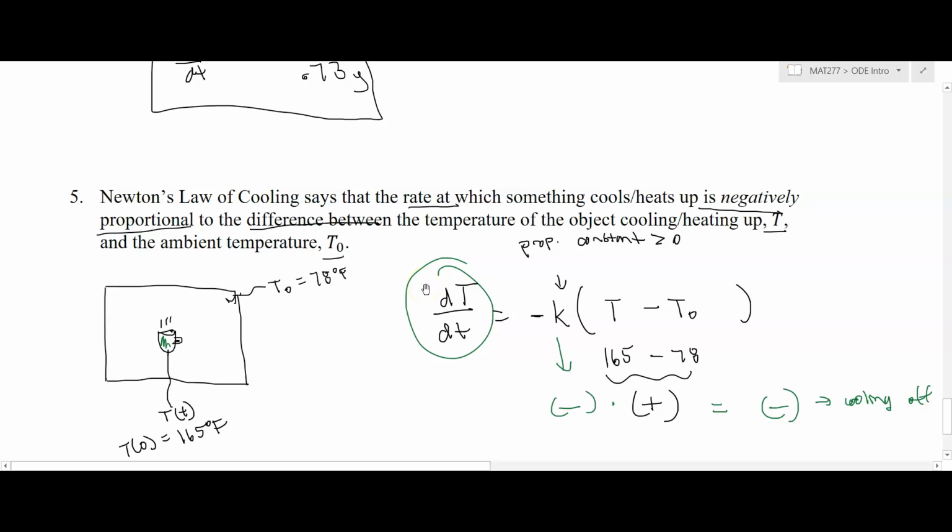We'll go ahead and stop there with this video, and we'll get more into how we begin solving equations like this. In fact, this one here is also autonomous, just like the rate of change model above.